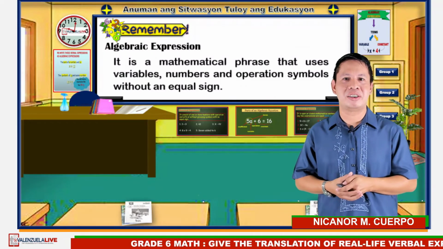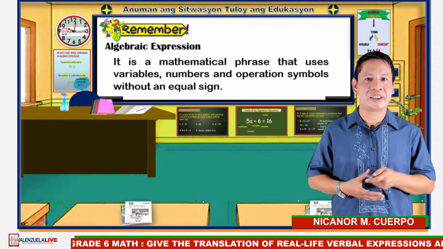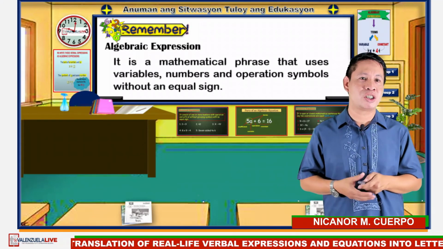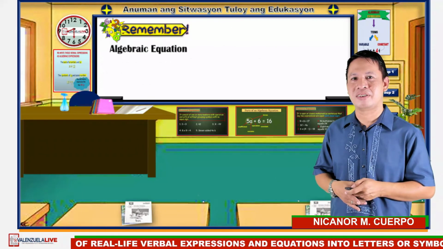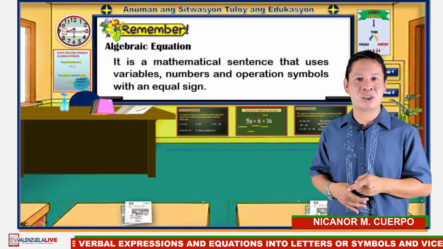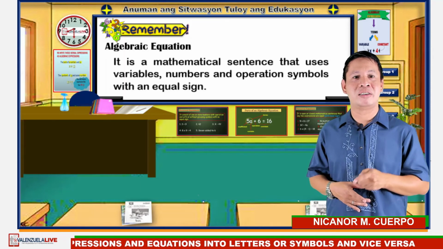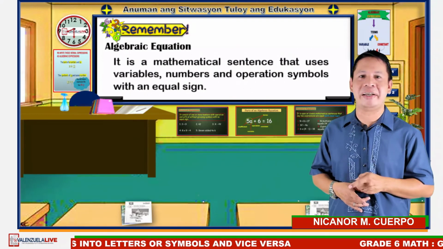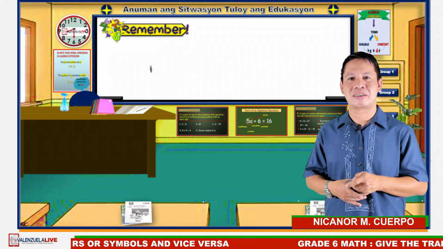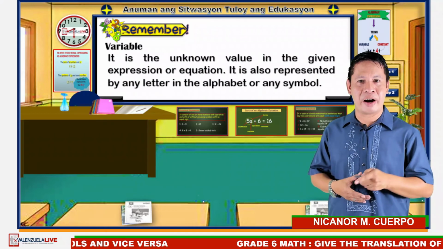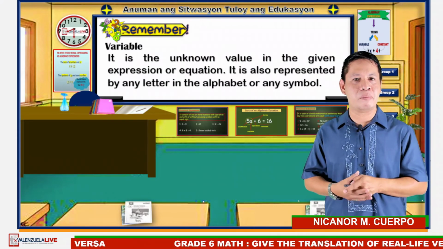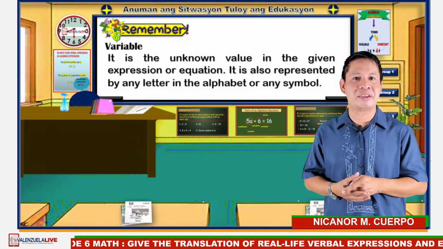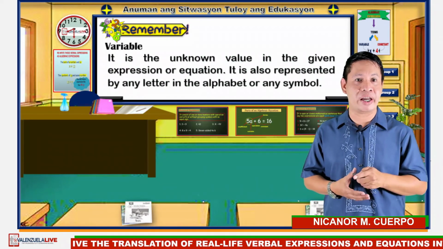So remember, an algebraic expression is a mathematical phrase that uses variables, numbers, and operation symbols without an equal sign. While an algebraic equation is a mathematical sentence that uses variables, numbers, and operation symbols with an equal sign. Now, variable? A variable is the unknown value in the given expression or equation. It is also represented by any letter in the alphabet or any symbol.